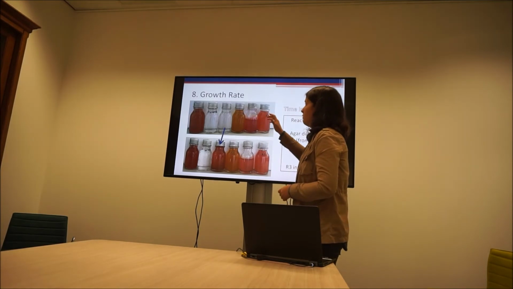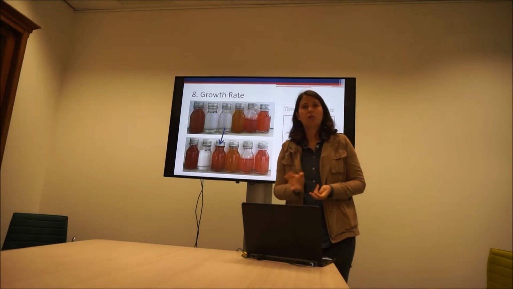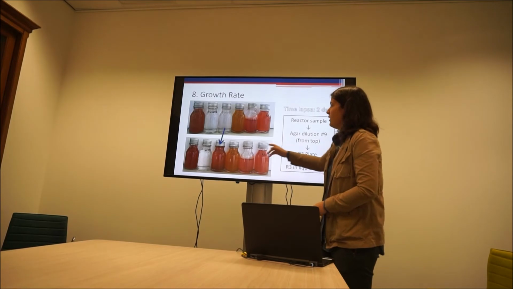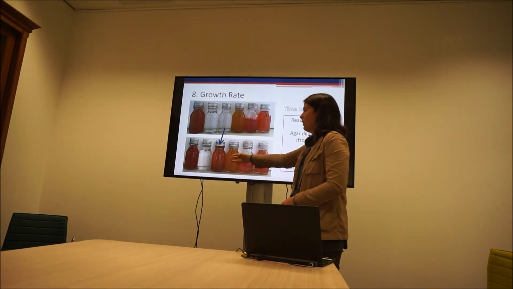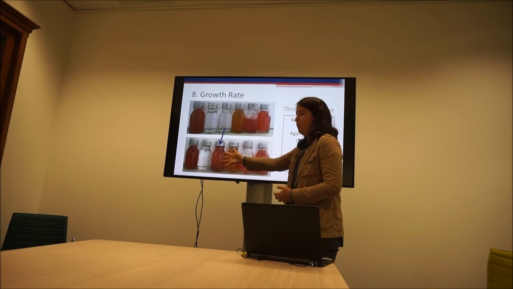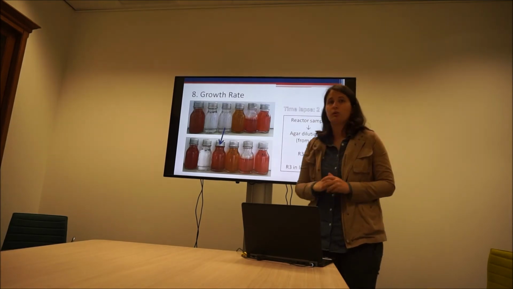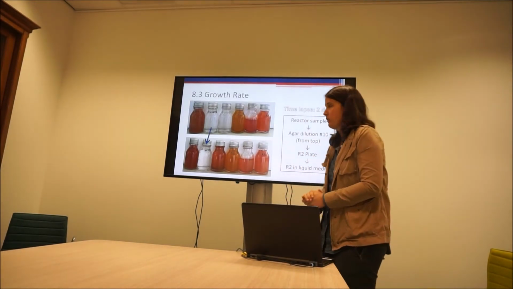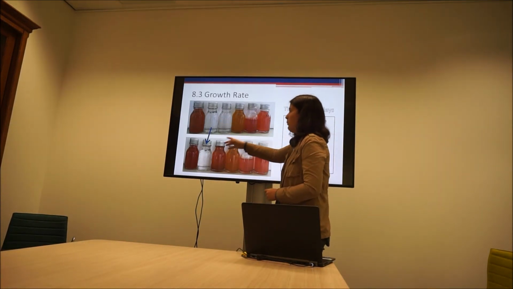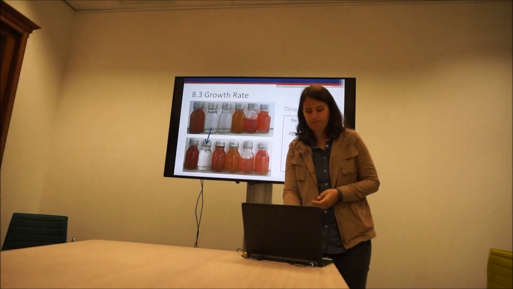The second thing I wanted to address was the growth rate. Initially, we saw lots of growth in R1, R4, and R5, but no noticeable growth in R2 and R3. However, after just 2 days, R3 saw significant growth, from what looks like nothing to very considerable growth. This was generated from agar dilution number 9. However, we also have R2 in the same amount of time, which did not grow noticeably at all. This came from agar dilution number 10.